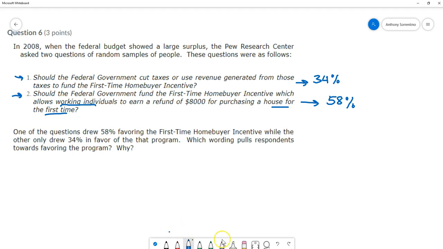So that's what this one kind of gets at. So definitely the second one would be more expected to draw the 58% favoring the first-time home buyer incentive than the first one would.